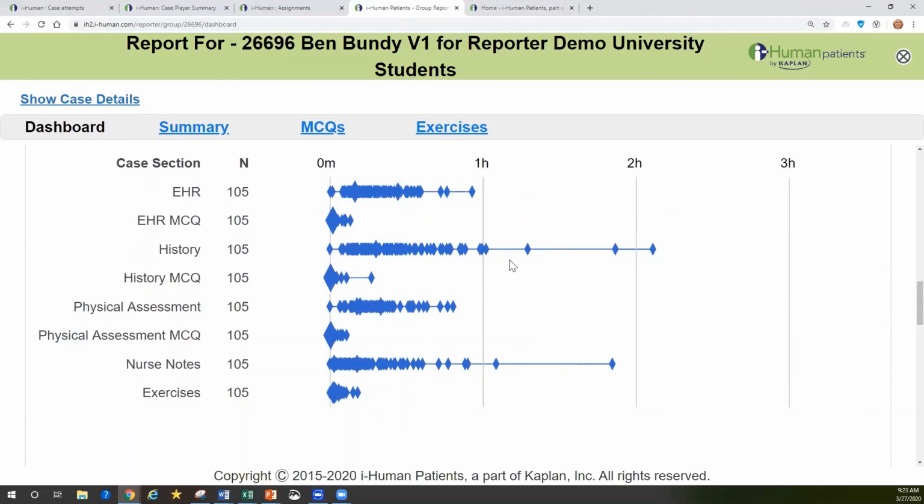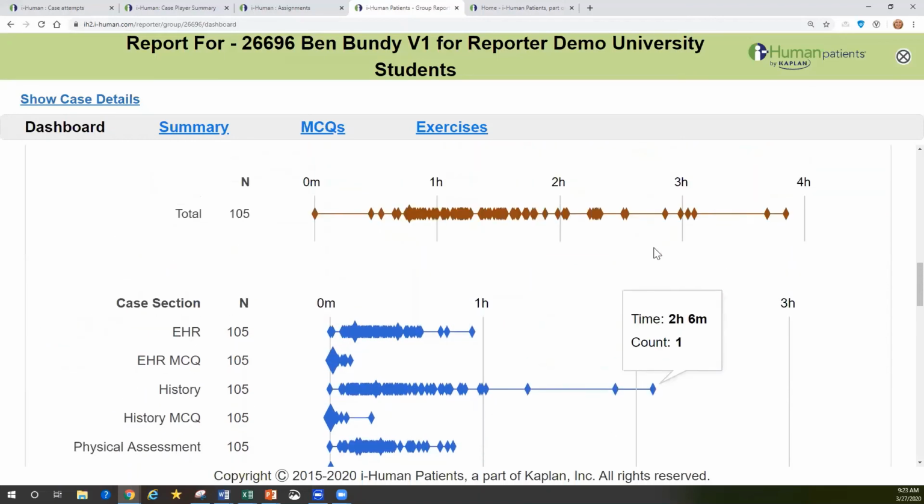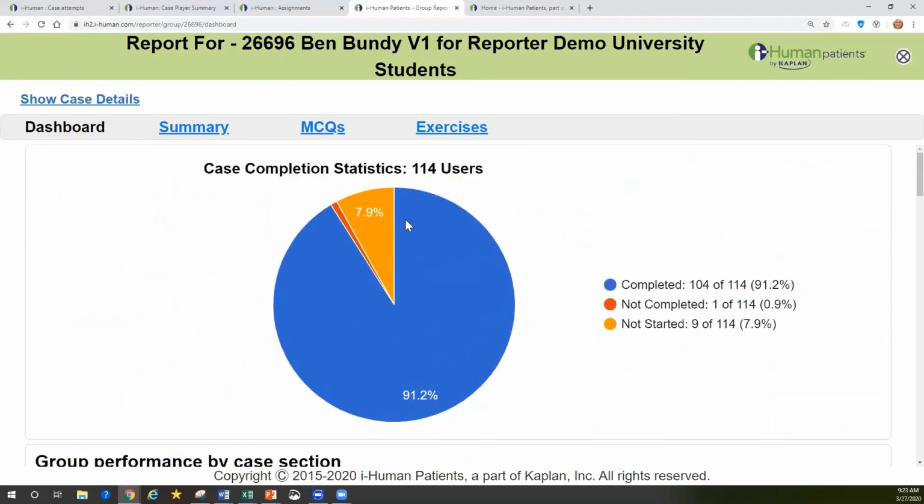Hallie mentioned sometimes students might ask a whole lot of questions in the history. Well, here I've got a student who spent 2 hours and 6 minutes in the history. Why is that? Let me dig in on that a little bit. So I can spot those problem areas quickly in the dashboard, but I also have summary reports and reports on the multiple choice questions and exercises.